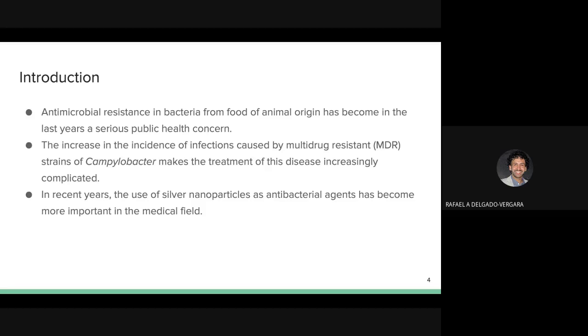In recent years, the use of silver nanoparticles as antibacterial agents has become more important specifically in the medical field due to the importance to provide alternatives to the resistance that many pathogenic microorganisms exhibit to most widely used antibiotics. Silver nanoparticles can be coated to facilitate their interaction with the environment, and that's the other thing important during this discussion.